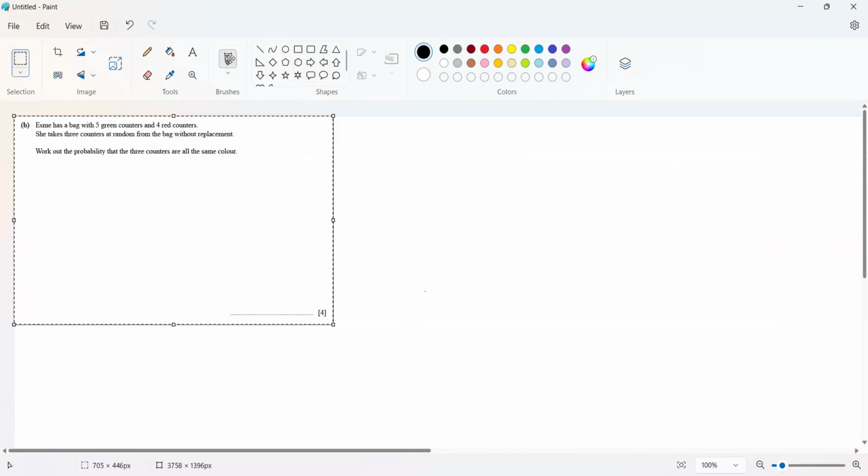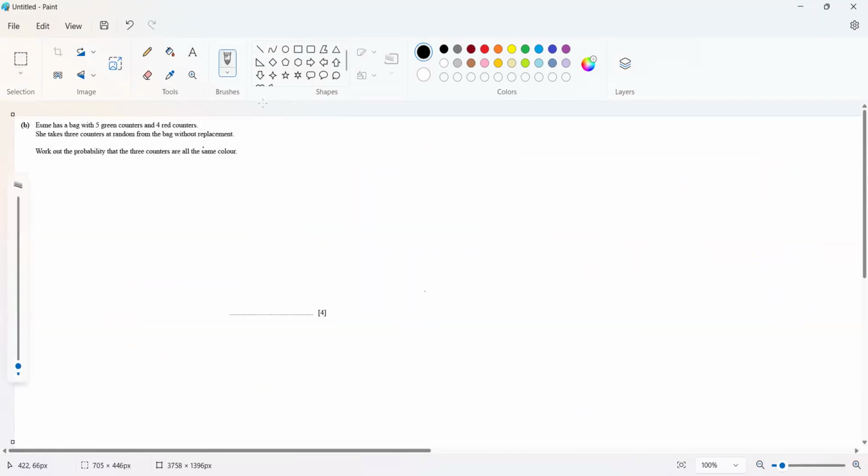And then in part B, Esme has a bag with 5 green counters, 4 red counters. So this is a different situation again. She takes 3 counters without replacement. Find the probability that all the counters are the same color. So there are 2 cases here. It's either green, green, green, or red, red, red.